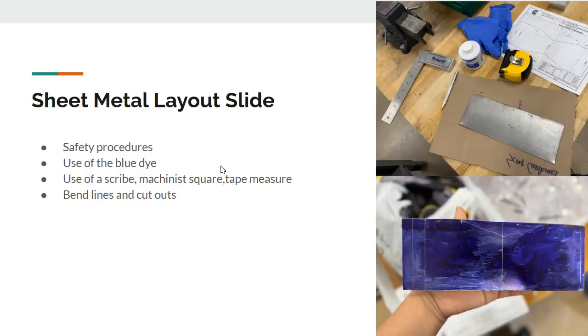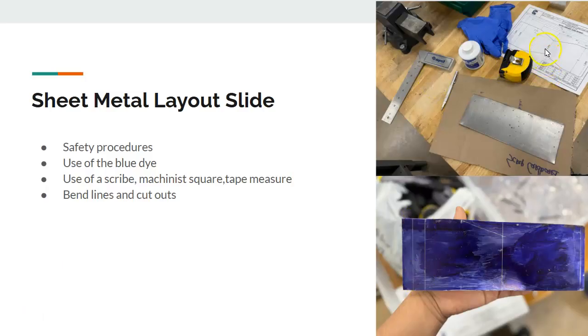We first began with getting a sheet metal and then painting it with this blue dye. This blue dye is used on metal, so then you can make whatever lines you need for whatever dimension or whatever cutouts you'd make. For our instance, we just made these lines to make this cutout and these lines for the bends.